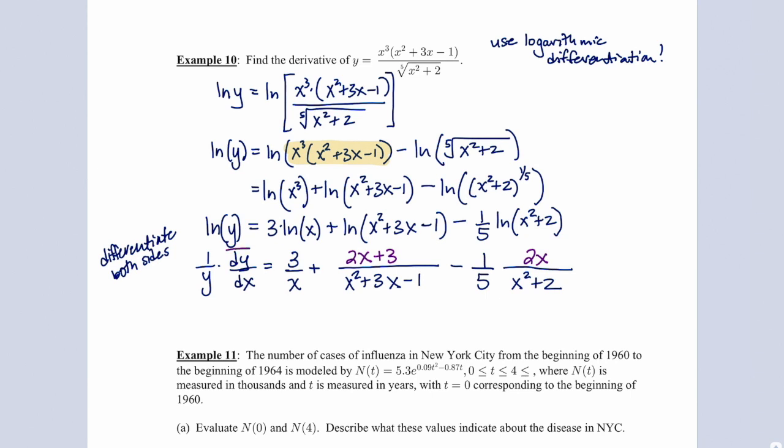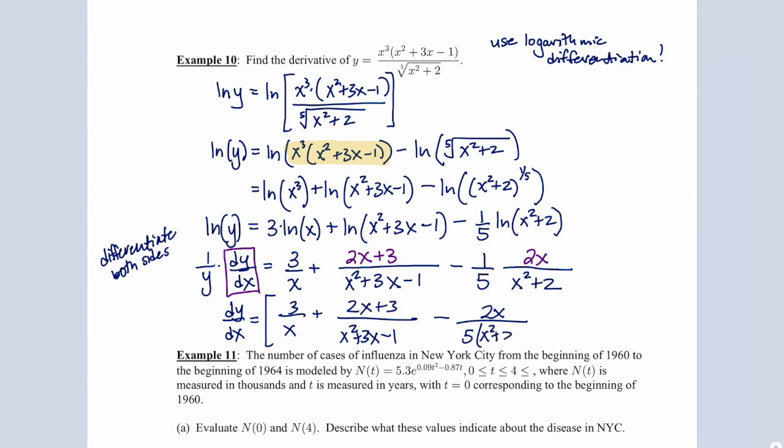And then the last thing is we want to solve for dy/dx. So we'll have dy/dx equals, and this is going to all stay the same, so 3 over x plus (2x plus 3) over (x squared plus 3x minus 1) minus 2x over 5 times (x squared plus 2), all times y, and I'm going to go ahead and right away rewrite y as x cubed times (x squared plus 3x minus 1) over the fifth root of (x squared plus 2). So there we have the derivative using logarithmic differentiation.